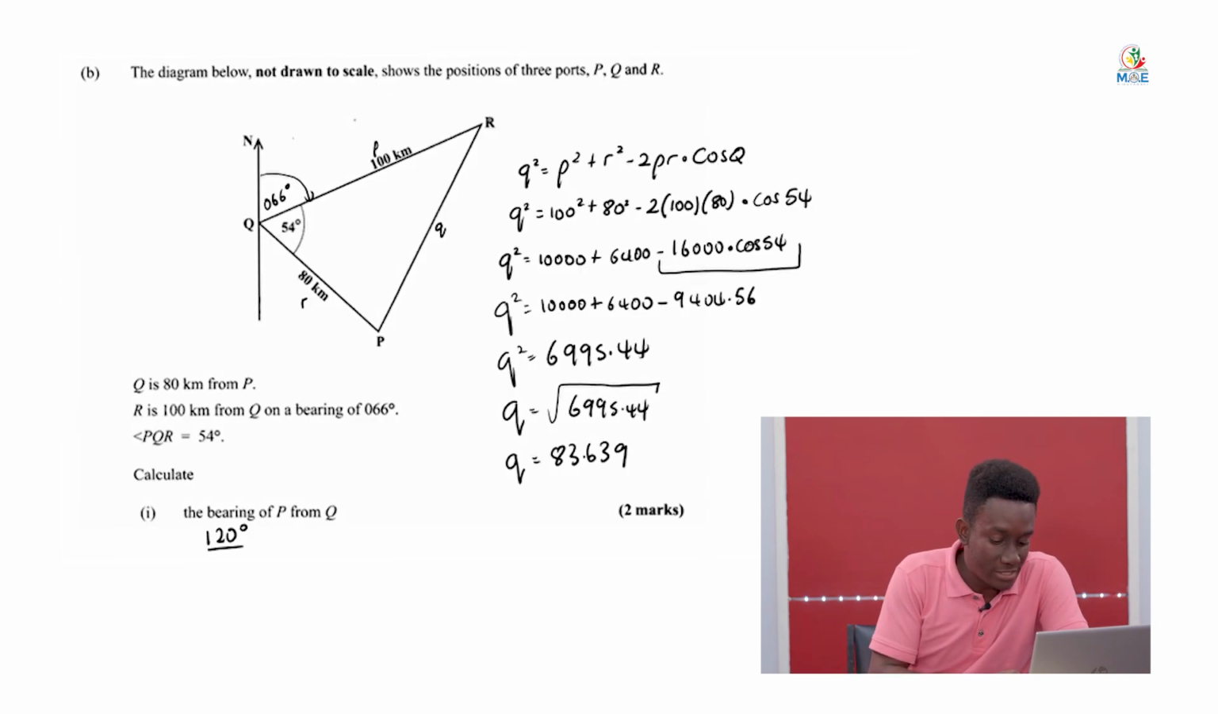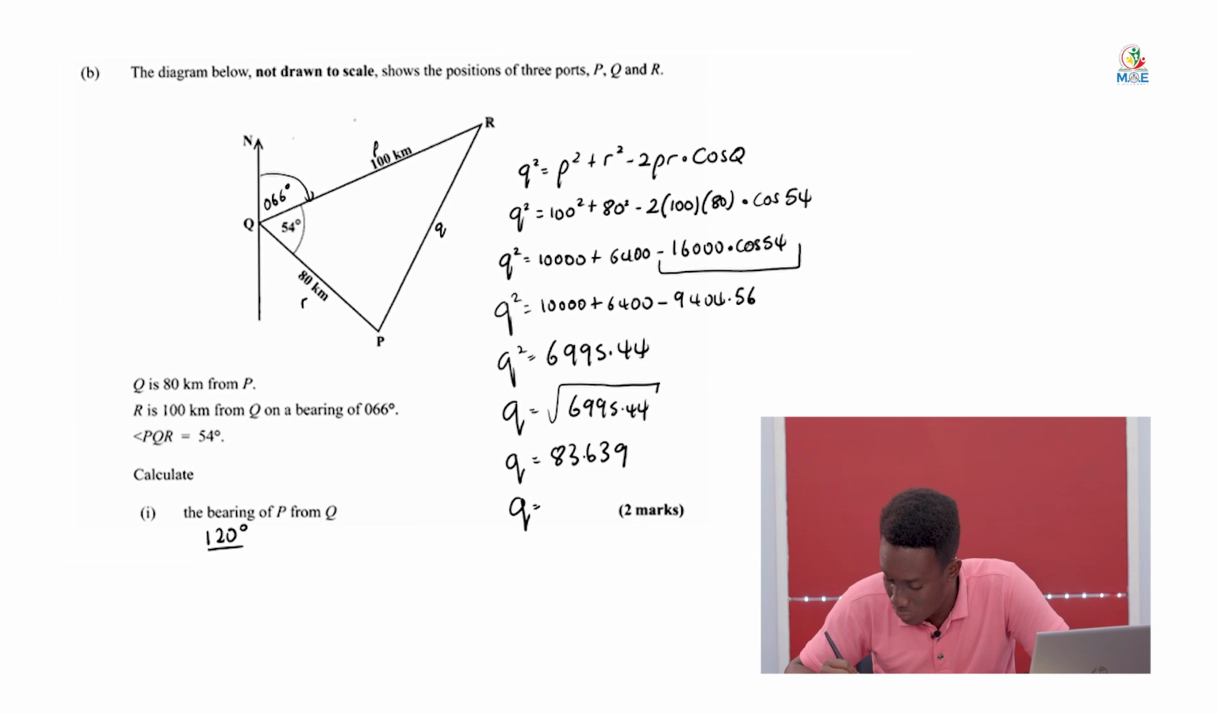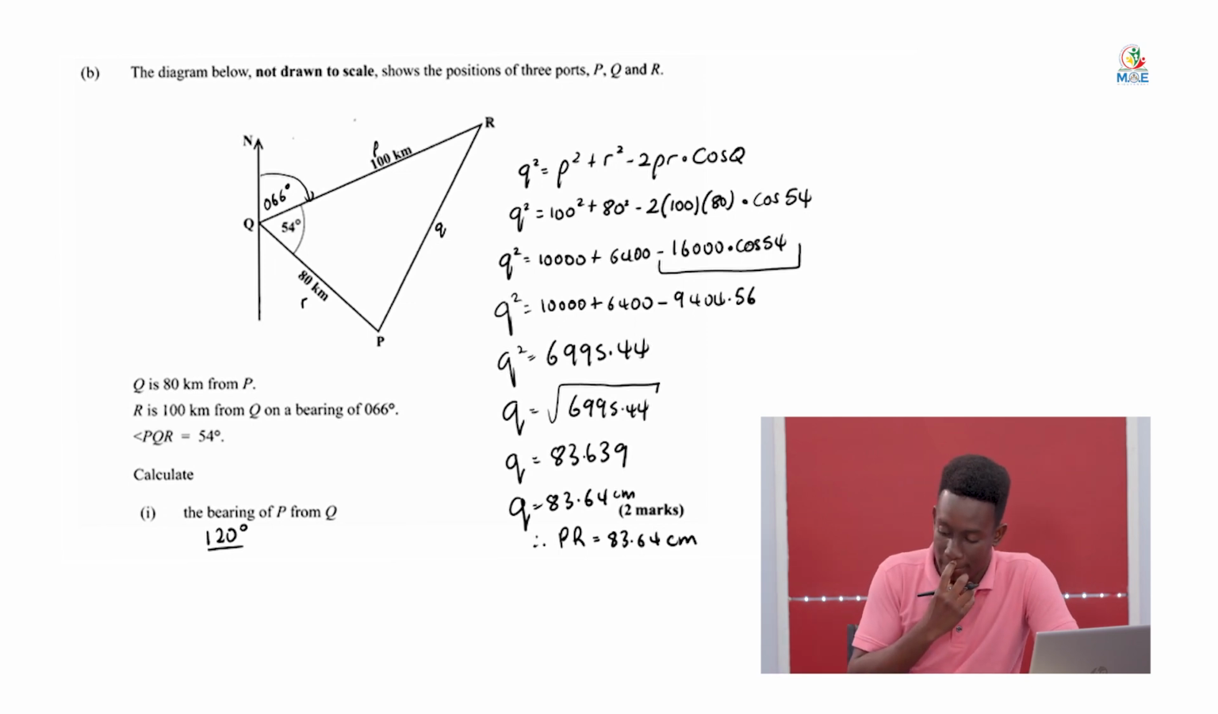And it said they wanted the answer correct to 2 decimal places, so I can say q is equal to 83.64 cm. I can even answer this better to say that PR is equal to 83.64 cm. And that would be the answer for PR.